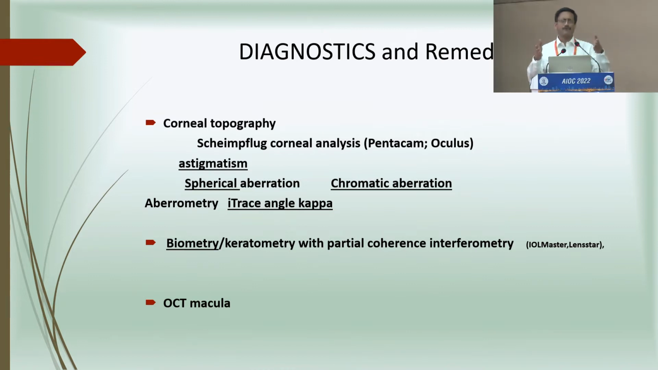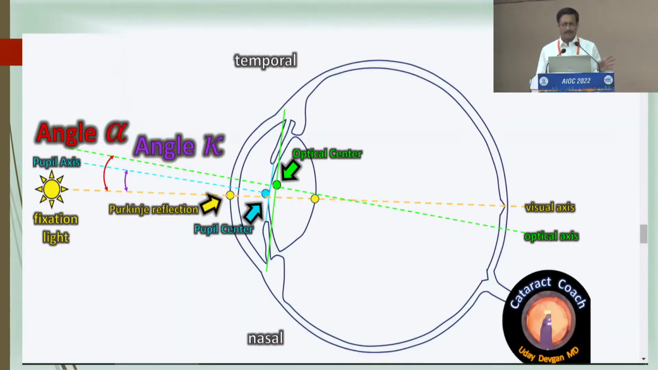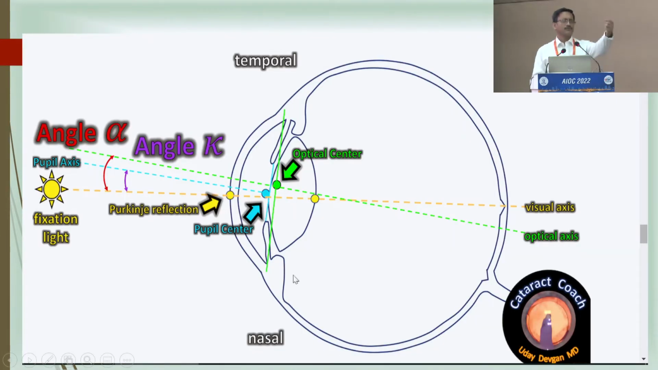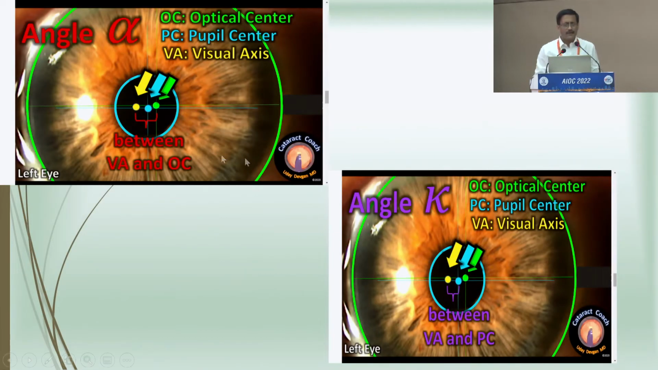Aberrometry is where the total eye aberrometry of the entire system is taken care of, with instruments like iTrace and Oculus. Angle kappa: this is the visual axis, suppose that fixed at light, the axis between the light and my macula is my visual axis, and the center of the pupil is the pupillary axis, the center of the cornea is the optical center. Now angle alpha is between visual axis and optical center. These two, visual axis and optical center. Angle kappa is between visual axis and pupillary center.